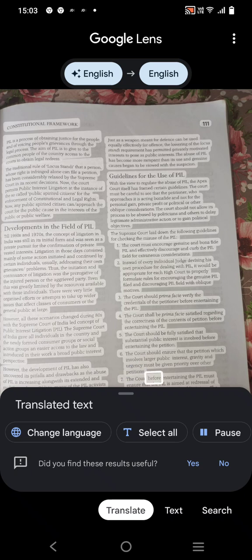7. The court before entertaining the PIL must ensure that the PIL is aimed at redressal of genuine public harm and public injury. The court should also ensure that there is no personal gain, private motive or oblique motive behind filing PIL.